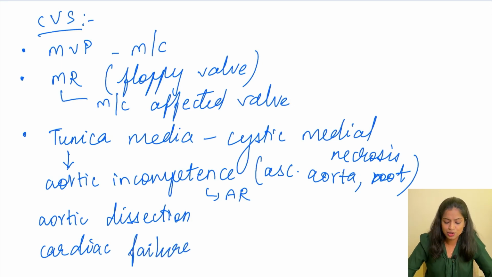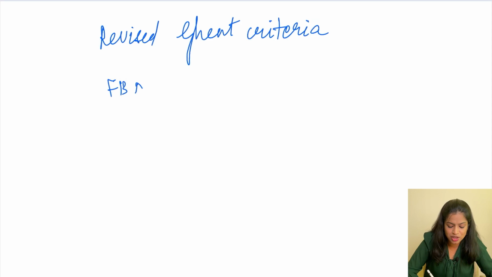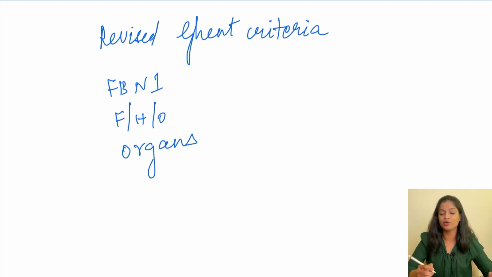Right. So usually we use the revised Ghent criteria for diagnosing Marfan syndrome. Fibrillin 1 gene mutation, family history if it is present or not, and based on the organs which are being involved, they have revised this criteria and given the criteria for diagnosing Marfan syndrome. So that's it for Marfan syndrome.